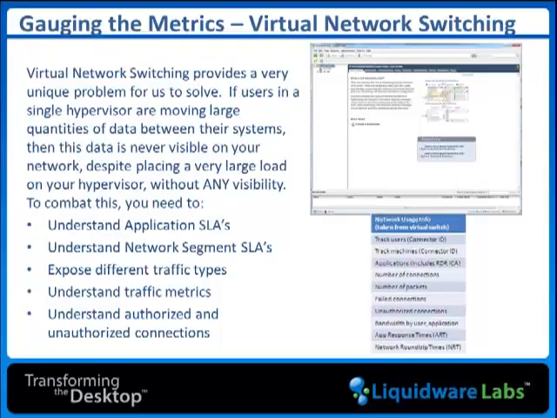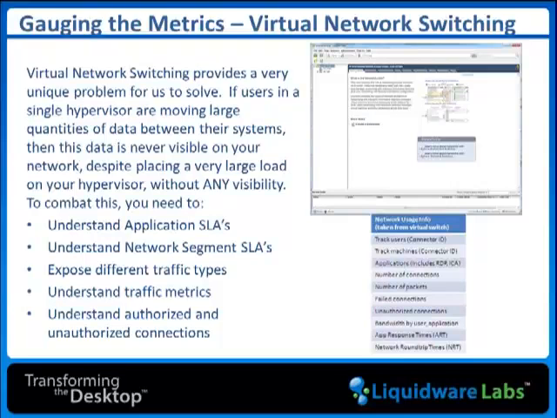I also need to understand network segment service level agreements. So if I have 6 or 7 different router hops to get to that application, I need to understand how long each of those hops is taking. So where is my latency occurring? Where is the slowness? Where is the bottleneck occurring?